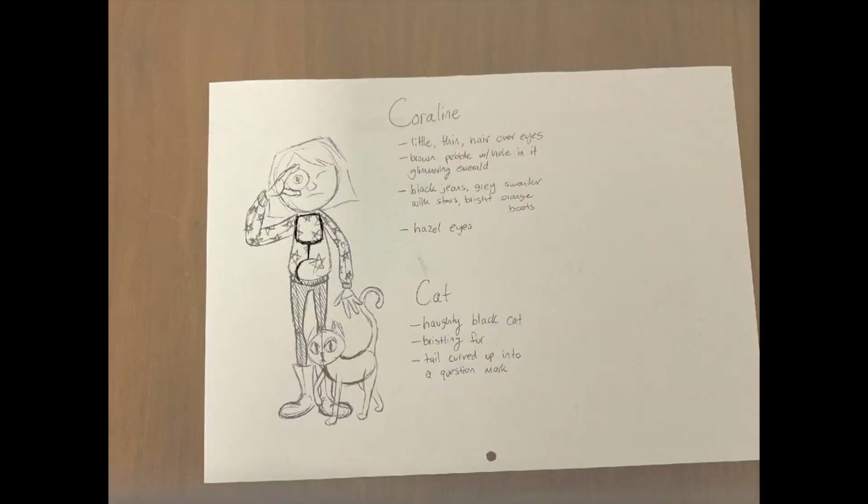Alright, so starting with Coraline and the cat, I first had this sketch and wrote down these character descriptions. Coraline in the book is described many times as little, thin, with her hair over her eyes. And with the outfit, I decided to do the black jeans, the gray sweater with the stars on it, and the bright orange boots, because that's the outfit that the other mother left her, that she decided to wear briefly in her second visit to see the other mother.